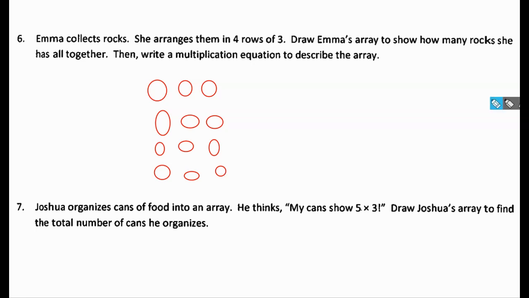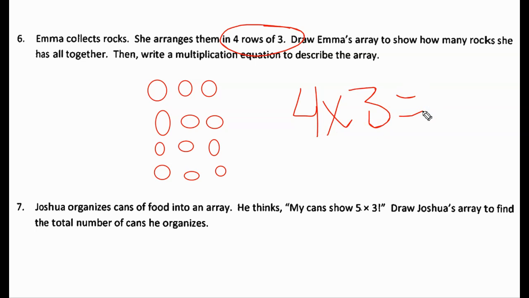Okay, so look, I'm using these same numbers right here. How many rows do I have? 4 times how many in each row? 3. What's the total? 12. If I'm right, what should we be doing? Writing, good.